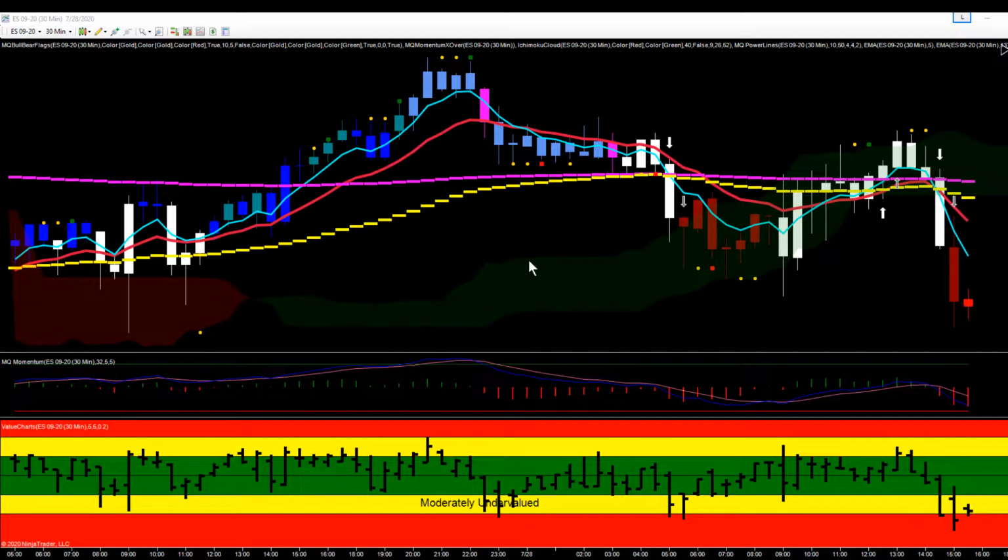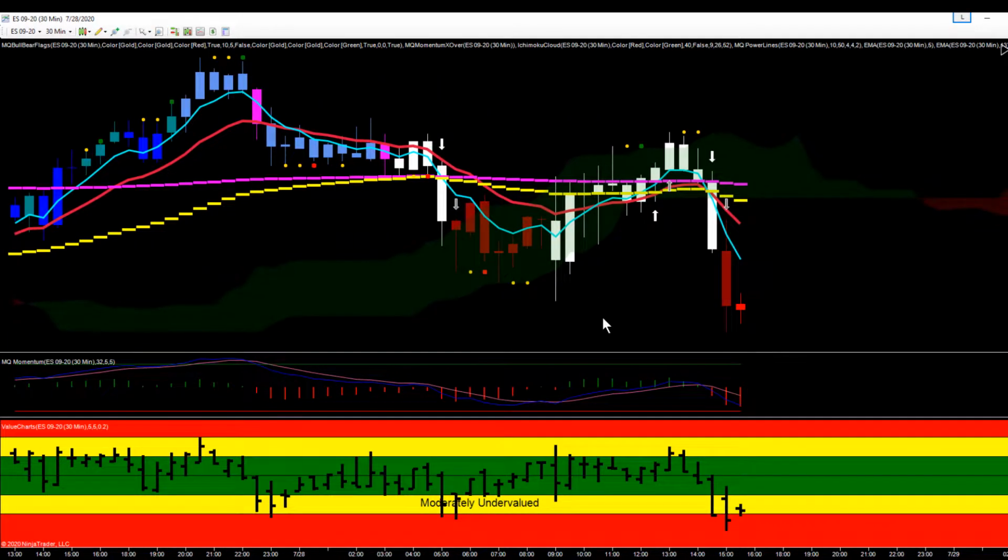Let's take a look at how we were trading the ES futures this afternoon. This is our 30-minute chart, and you can see that the ES actually made a pretty significant run to the upside in the overnight. It went up there and hit a fib target level that we had, but that was in the overnight. Then it pulled back and we started making lower highs and lower lows.